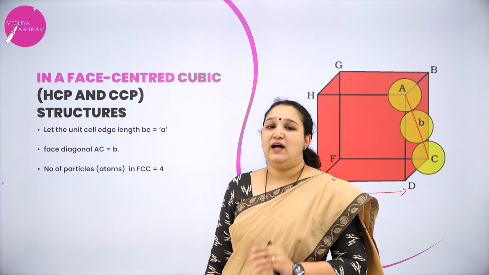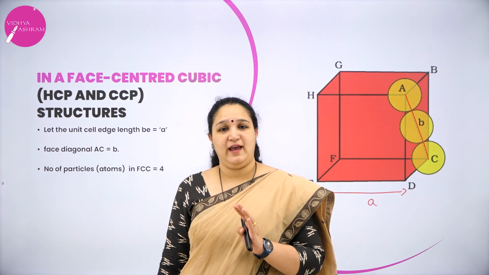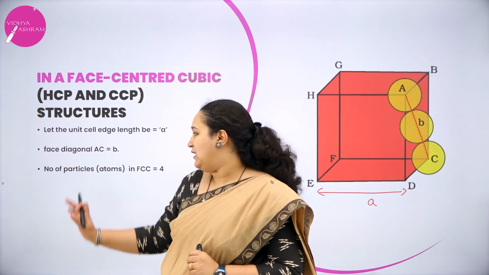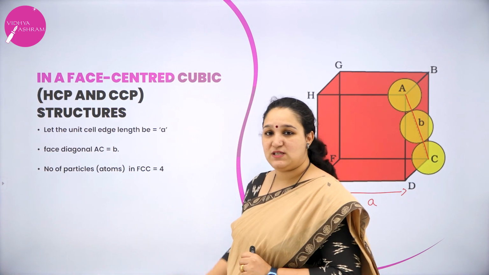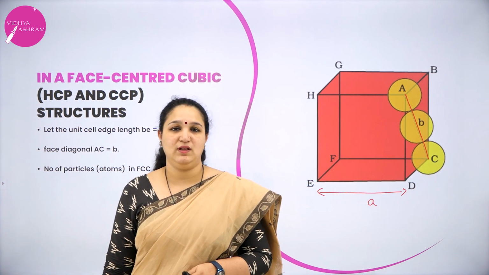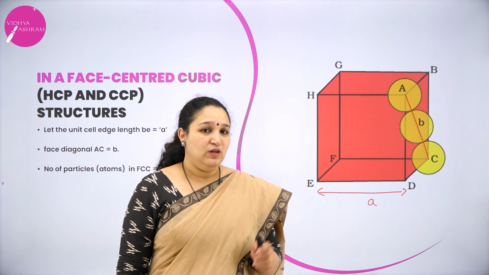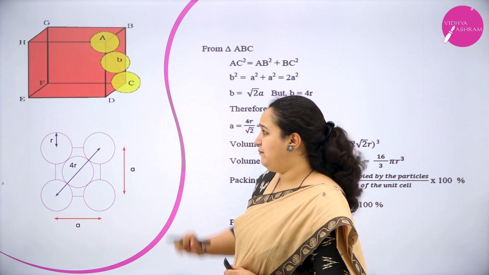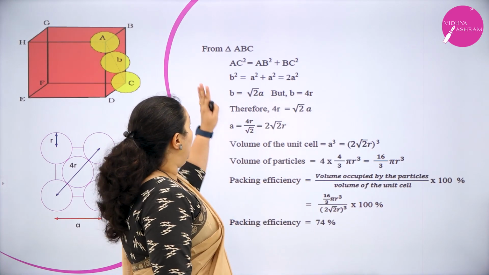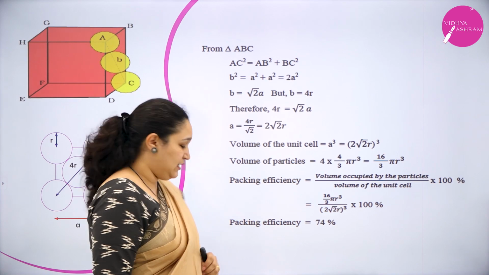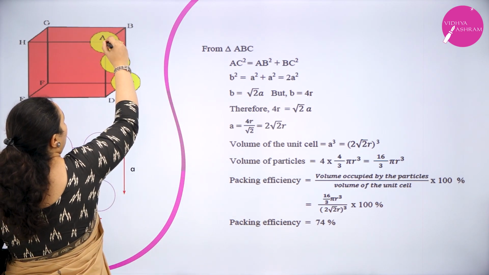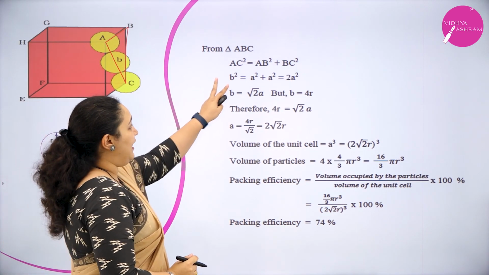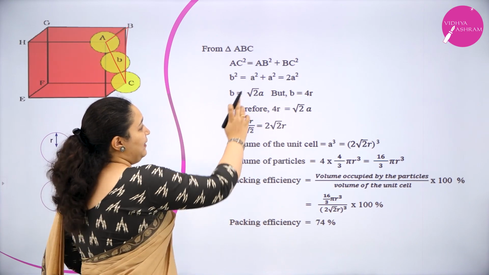Also, we know there are 4 atoms in FCC. In FCC, how many atoms are there totally? 4 atoms. So, the number of particles or atoms in FCC is equal to 4. We have learned the calculation in the previous classes. Now, the same diagram we will use for our derivation. See, I have put up the same diagram here. From the triangle ABC. Now, where is that triangle? It is here, A, B and C. From the triangle ABC, AC square is equal to AB square plus BC square.